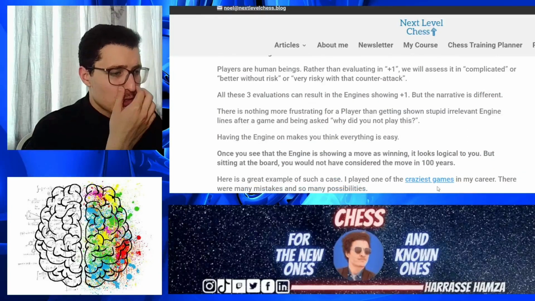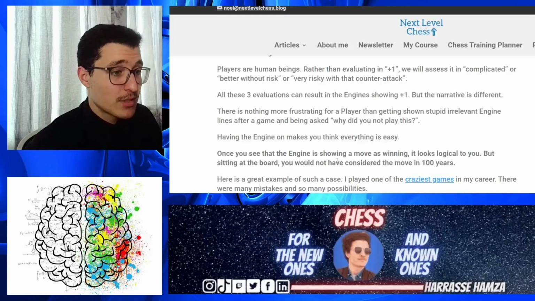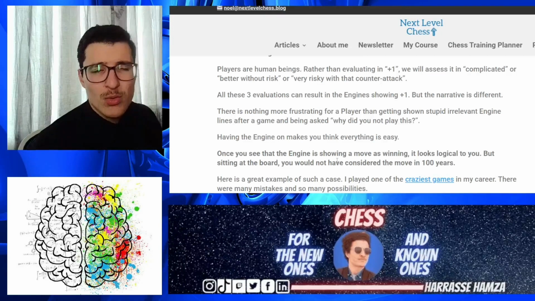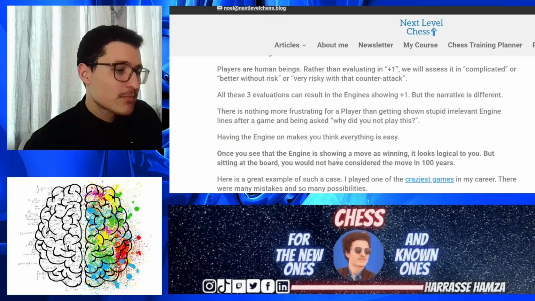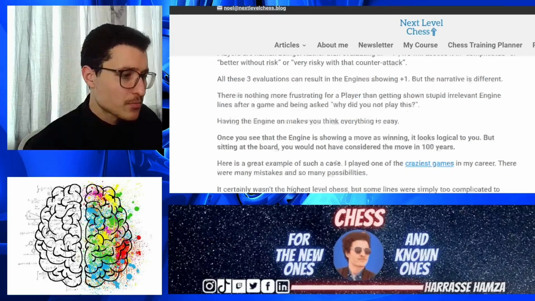So once you see that the engine is showing a move as winning, it looks logical to you, but sitting at the board, you would not have considered the move in 100 years. Well, not 100 years, but in the first place, you wouldn't consider the move at all.